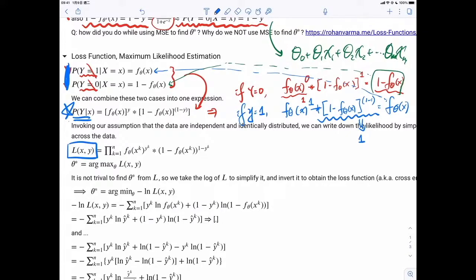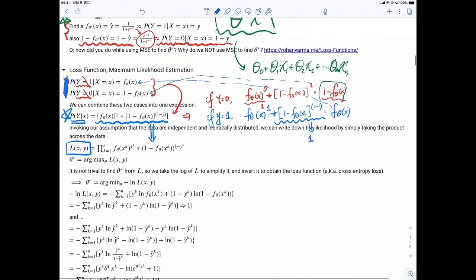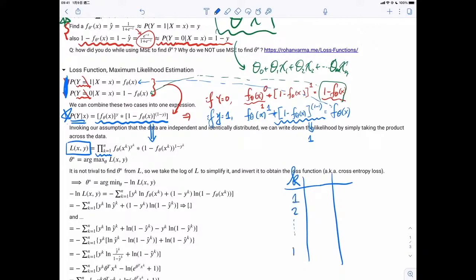That means you use this formula right here, and you simply take the product across all the data. For example, if you have data like this, the first data, the second data, up to N data, and you have X right here and Y right here. What is the likelihood of X, Y? That means you take the product of everything. And that is the likelihood of this data.